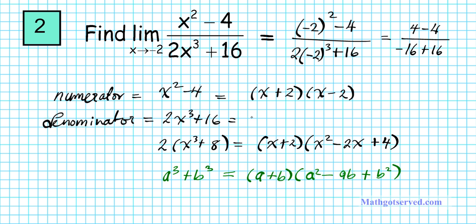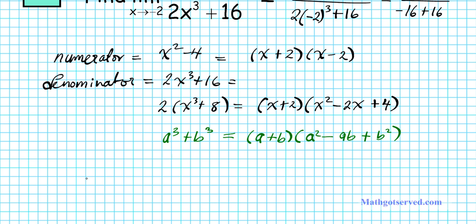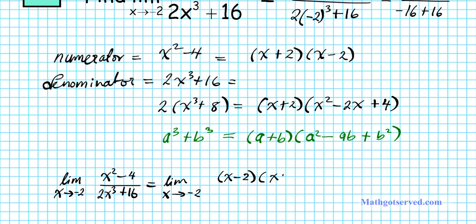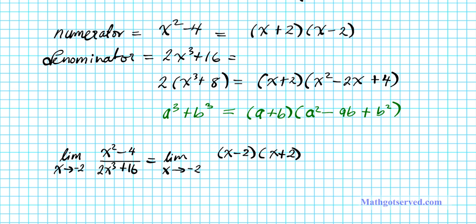All right, so we have the numerator and the denominator factored out, so we can now go back to the limits. The limit as x approaches negative 2 of (x squared minus 4) over (2x to the third plus 16) is equal to the limit as x approaches negative 2 of (x minus 2) times (x plus 2), the factored form of the numerator, and then in the denominator, we'll have 2 times (x plus 2) times (x squared minus 2x plus 4). What you notice is that x plus 2 cancels out. Let's go ahead and cancel those out.